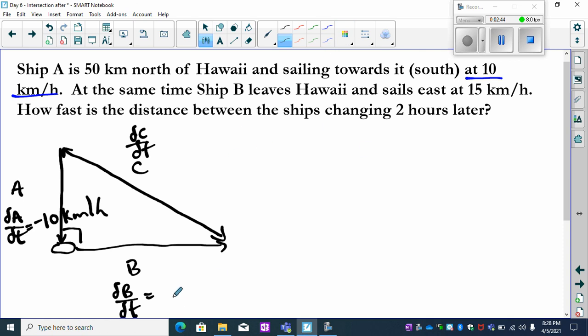Ship B leaves and goes at 15 kilometers an hour. Now, let's think about that in terms of increasing or decreasing. Leaving Hawaii, it's obviously getting further away. Okay, it's traveling away from Hawaii. The distance is increasing at 15 kilometers an hour. It wants to know how fast is the distance between the ships changing, so it wants to know this value. So it tells us dA over dt and dB over dt, I'll just kind of highlight those things.